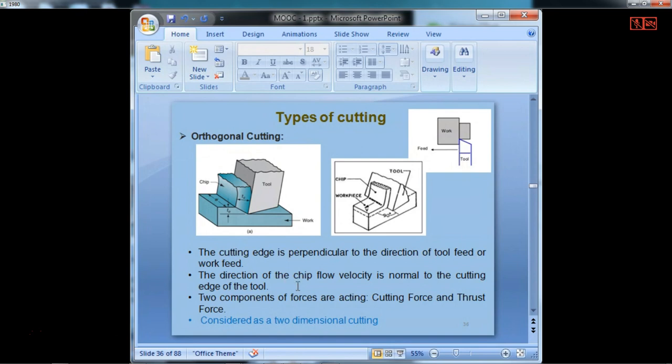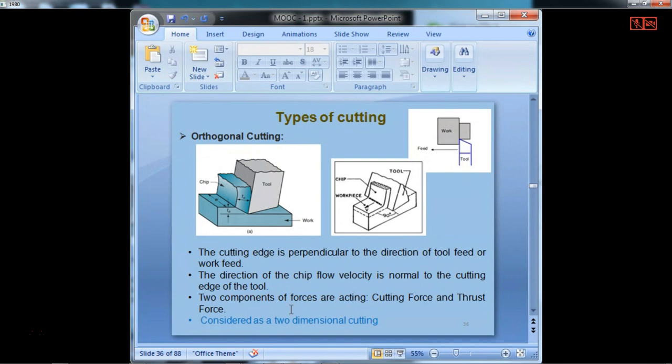So in this orthogonal cutting, the direction of the chip flow velocity is normal to the cutting edge of the tool. Which is the cutting edge? Here we can see this is the cutting edge. So it is perpendicular to that.